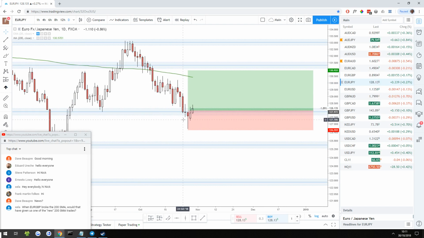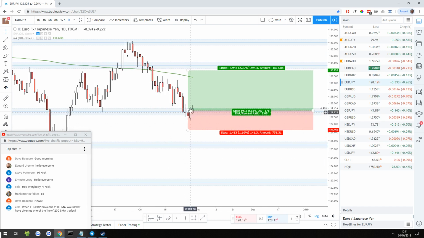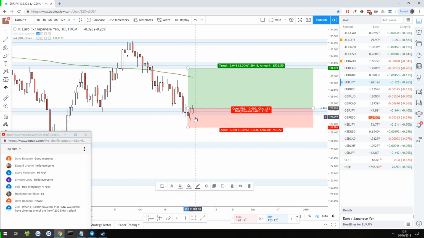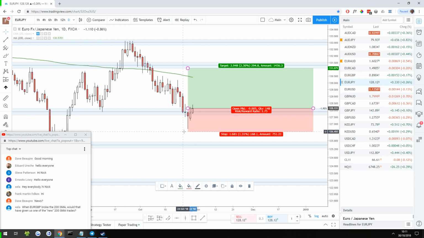And had you already entered, you might have got a good risk to reward ratio, but that would be with the tightest possible entry and the tightest possible stop. A more realistic entry and a safer stop would be down here. This doesn't give you great risk to reward ratio.